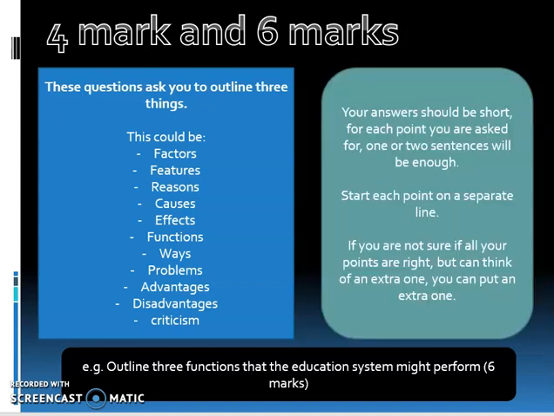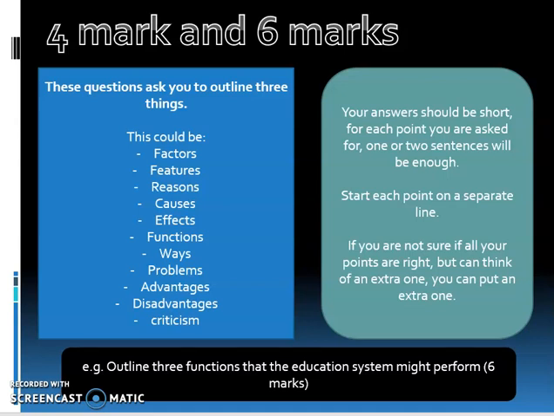Your answers should be short. For each point you are asked for, 1 or 2 sentences will be enough. Start each new point on a new line, and if you're not sure if all your points are right but can think of an extra one, you can put that down as well. This is your reminder about those short questions, so let's get to the common mistakes that students might make.